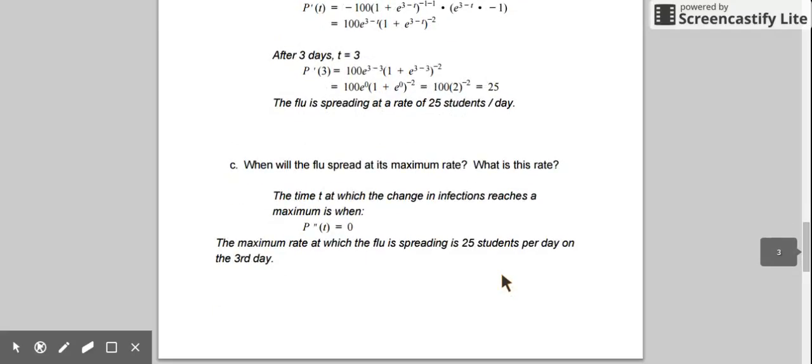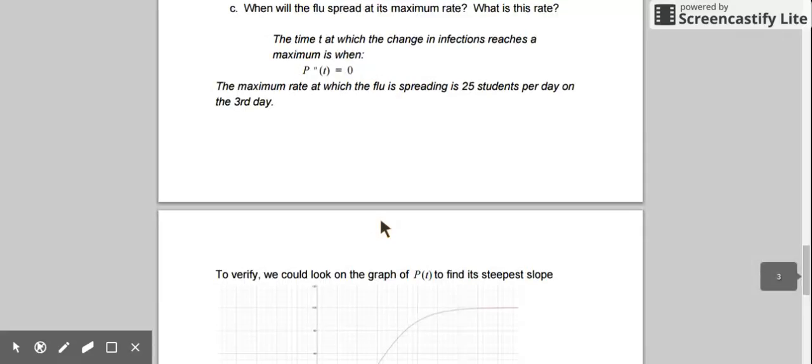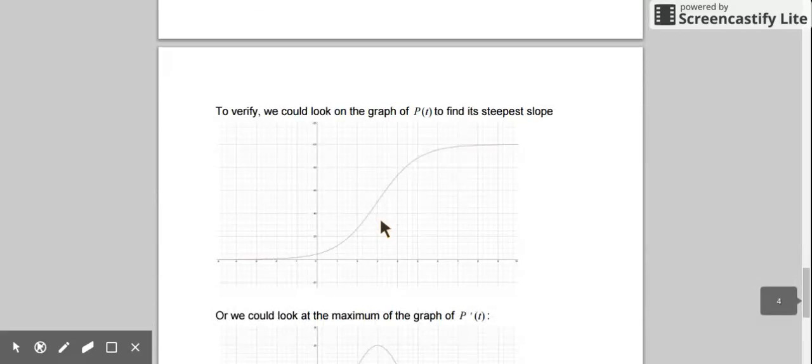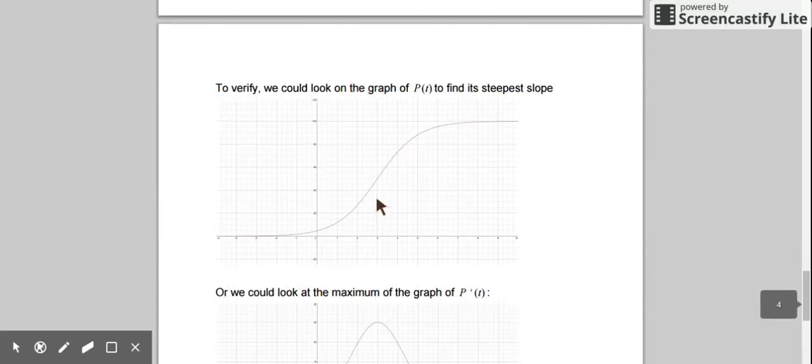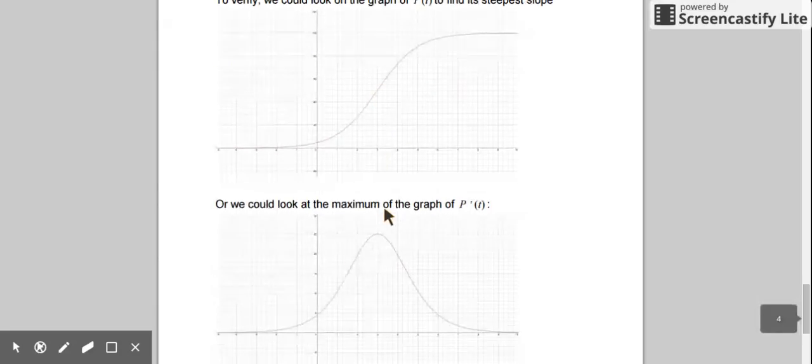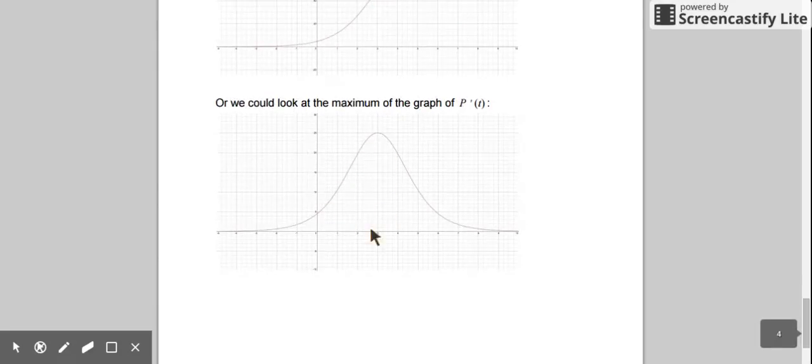One more question, when will the flu spread be its maximum rate? We'll find the maximum of this function. I would look at the graph, unless you want to find zeros of that derivative. Looking at the graph is a little bit easier. Looking at the graph of the original function, where is the slope the steepest? At about day 3. Or we could look at the graph of the derivative function and find the maximum rate, which happens when t is 3, or at the end of the 3rd day.